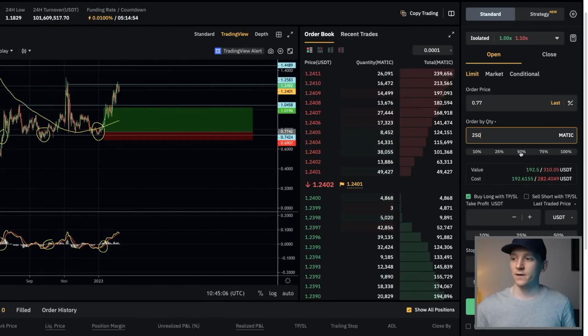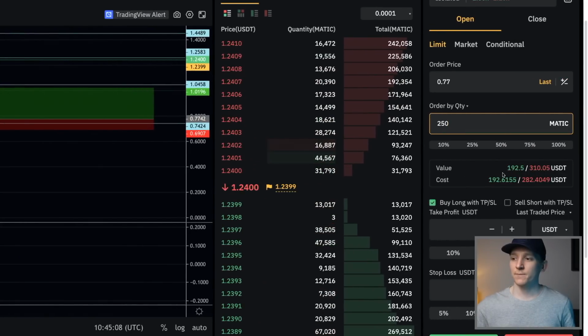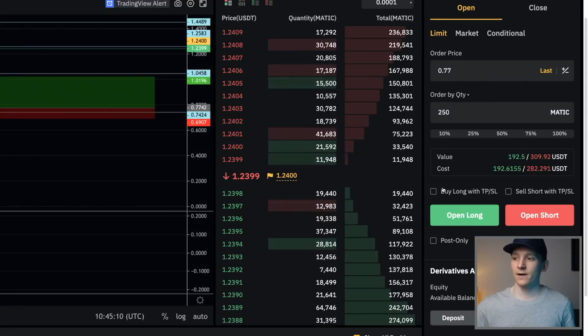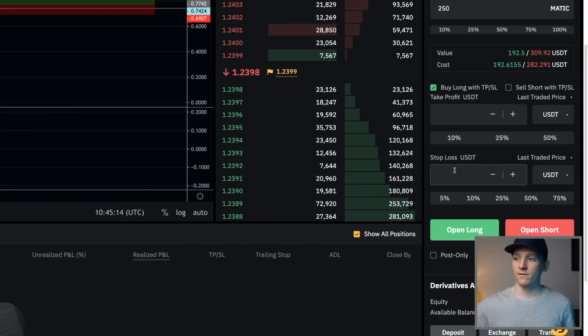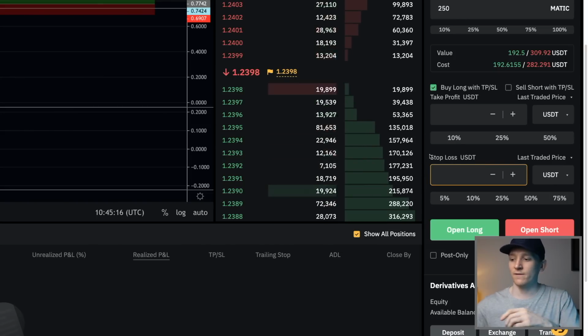So we can do that easily. You can see now that we can actually put the stop loss in. So if you just click this button, buy long with TPSL, we can actually come down and put the stop loss in, which we can see was 69 cents.